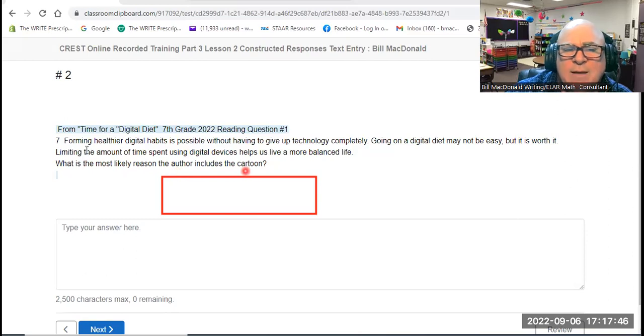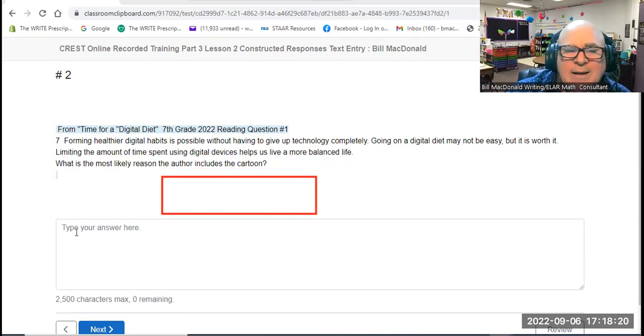Well, if I look at paragraph 7, it kind of gives me a clue. Forming healthier digital habits is possible without having to give up technology completely. And so the technology example in the picture is your cell phone. Going on a digital diet may not be easy, but it is worth it. Limiting the amount of time spent using digital devices helps us live a more balanced life. And so, what is the most likely reason the author includes this cartoon?